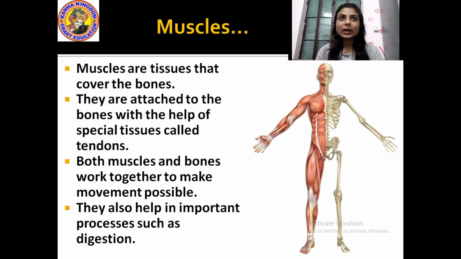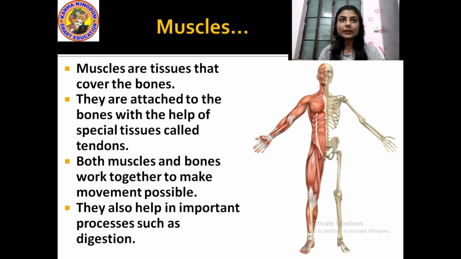And now students, what are muscles? Muscles are tissue that cover the bones. Our bones are covered by muscles. As our soft inner organs are covered by the skeleton, in the same way, our skeleton or bones are covered by muscles. It is the soft tissue that covers the bones.